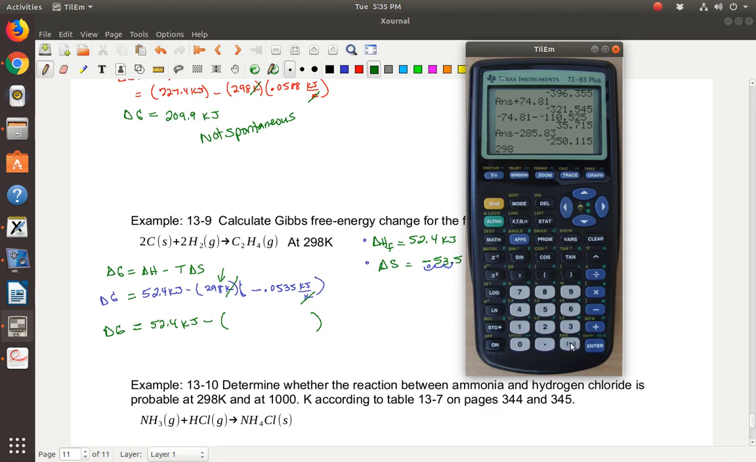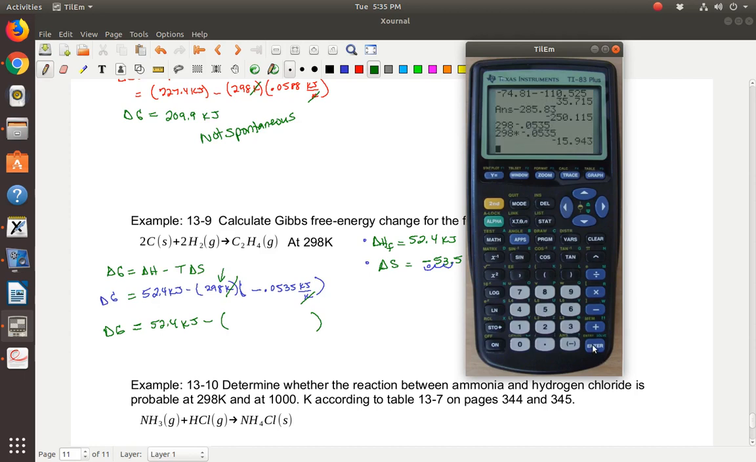So 298 times a negative 0.0535. I was about to say that's just a small number. Whoops, I must have put that in incorrectly. Try that again. 298 times a negative 0.05. Okay, really, I'm having a bad day.